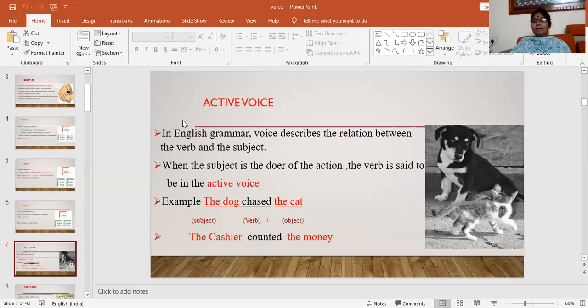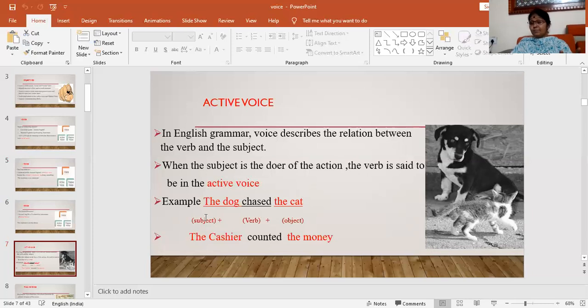Now, in English grammar, voice describes the relationship between the verb and the subject. When the subject is the doer of the action, then we call it active voice. A very clear definition. When the subject is the doer of the action, then we call it active voice. For example, the dog chased the cat. Now, who chased the cat? The dog. Here, the dog is the subject, chased is the verb, and the cat is the object, right?